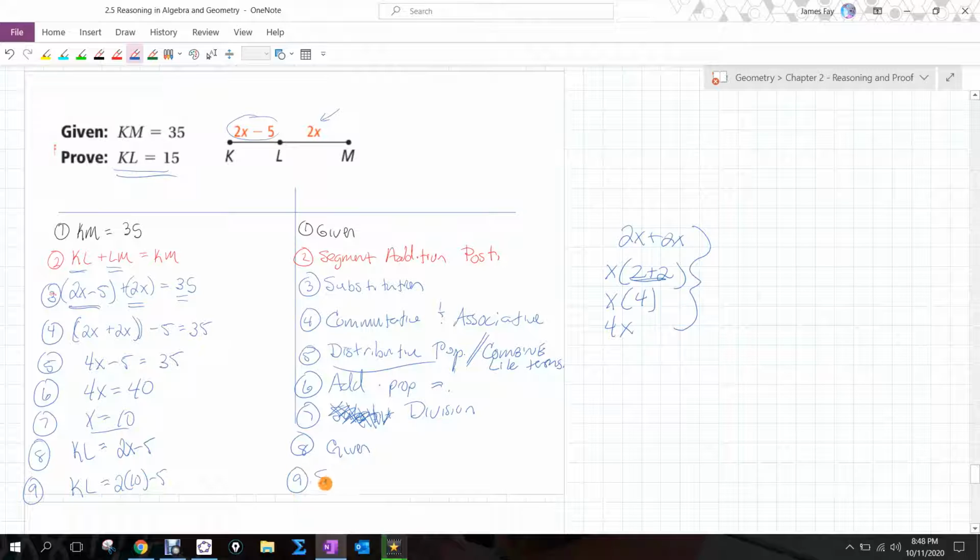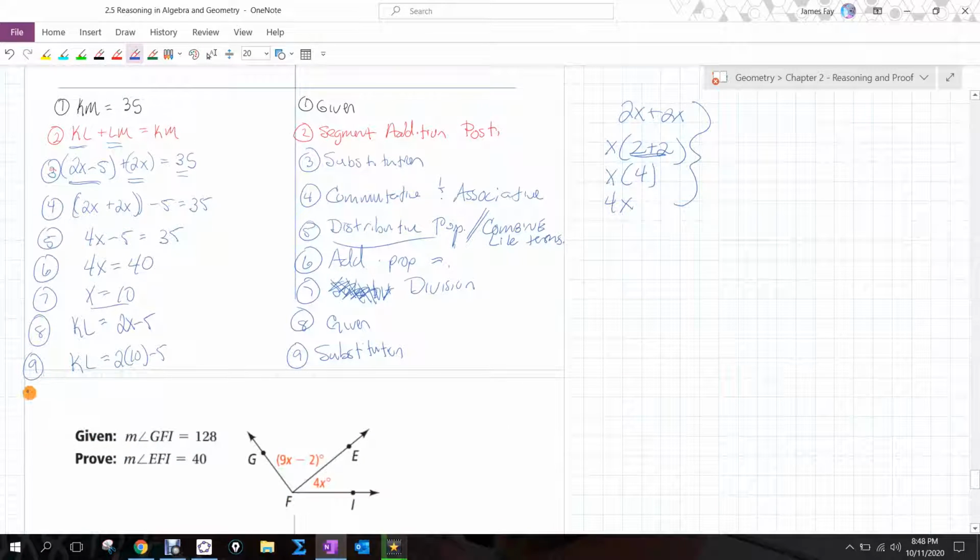Now that's substitution. We can say now here in step 10, KL, well, 2 times 10 is 20 minus 5 is 15. We can say there it's actually the best answer is substitution as well. This side got substituted with 15 with what it was equal to.